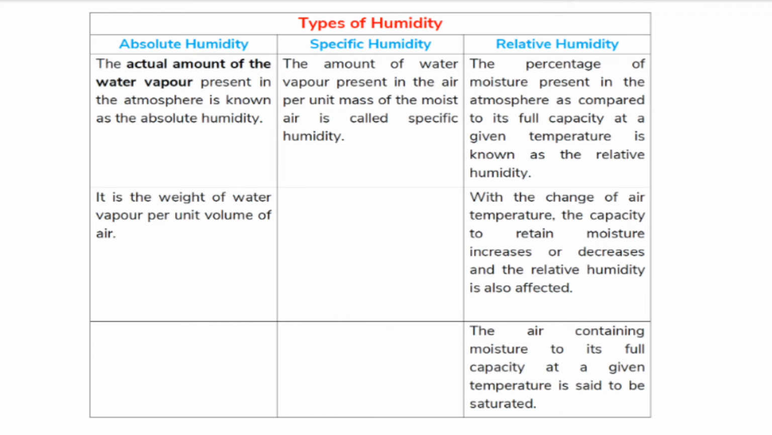With the change of air temperature, the capacity to retain moisture increases or decreases and the relative humidity is also affected. The air containing moisture to its full capacity at a given temperature is said to be saturated.